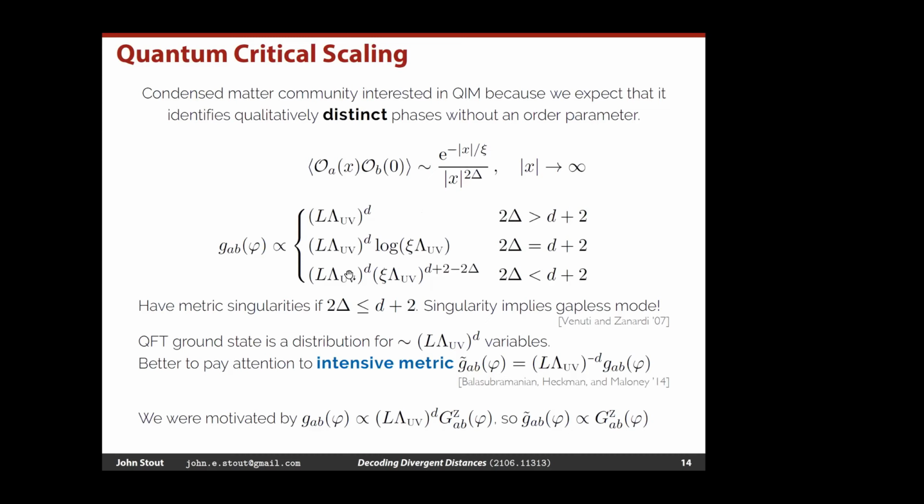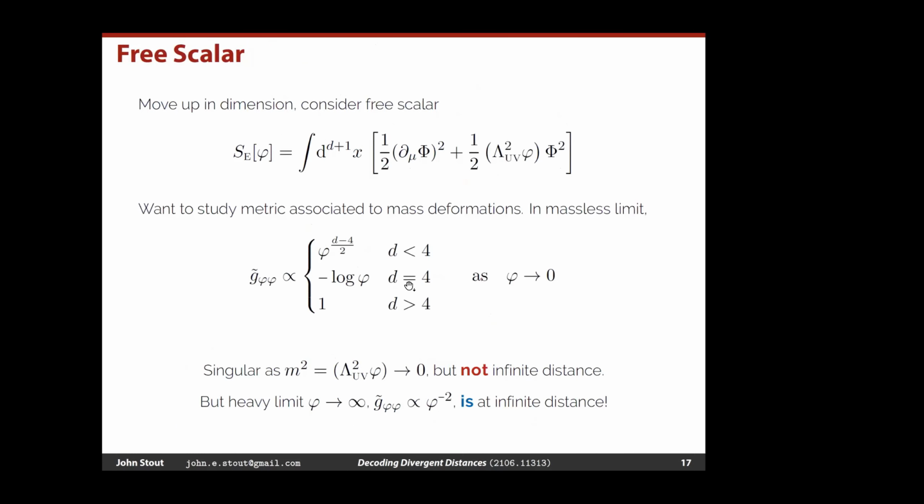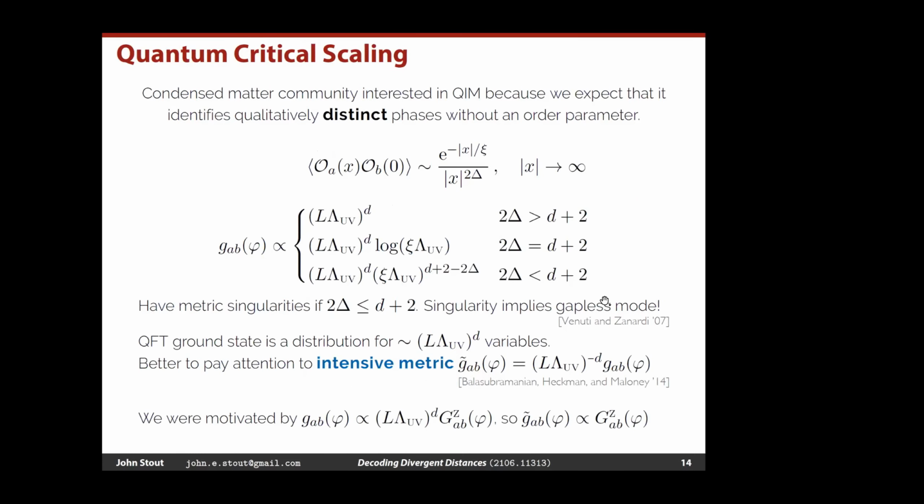So the condensed matter folk have shown that at least in local theories, anytime I have a singularity in this metric, that implies a gapless mode. The converse is not true. If I have a gapless mode, it doesn't necessarily imply a singularity in this metric.